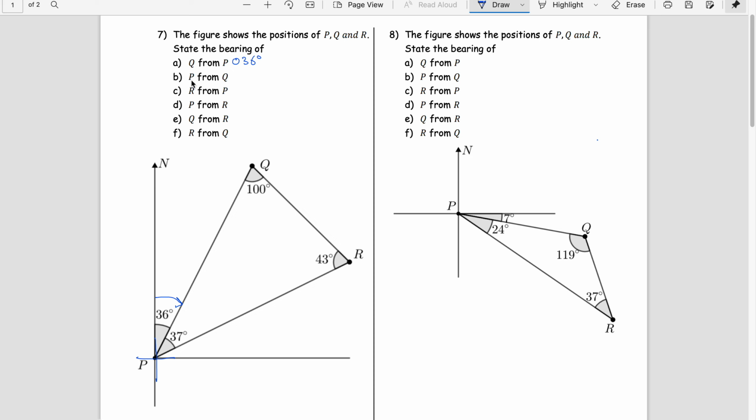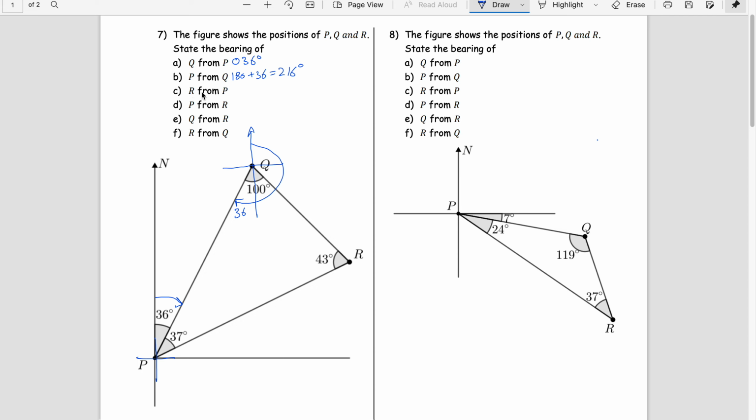Second part says bearing of P from Q. So bring this north here. And to leave your answer, this is the final angle which you will need. Bring this 36 here. When it is here, you know that this is 180 plus 36. Straight line plus 36. And your answer is 216 degrees.